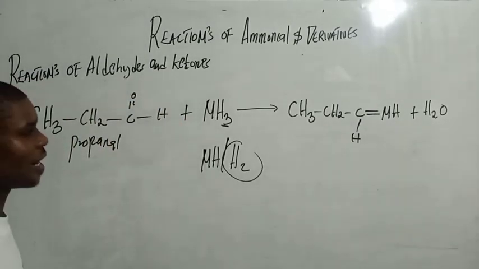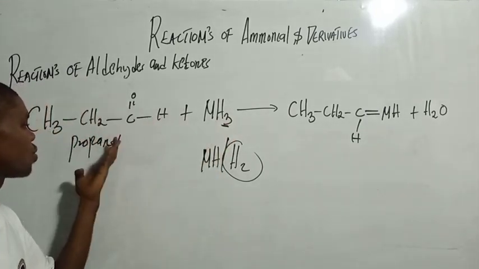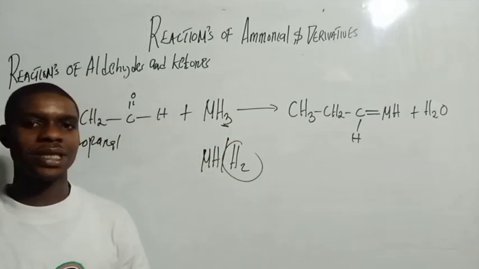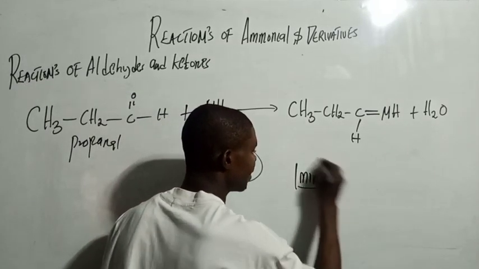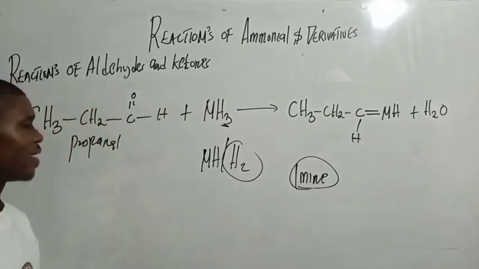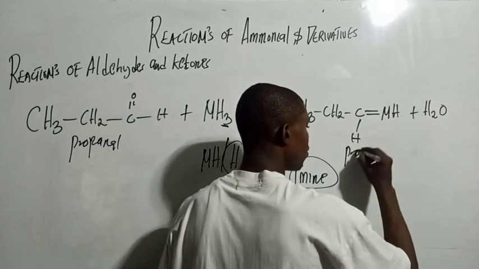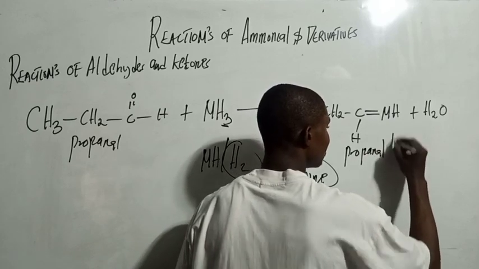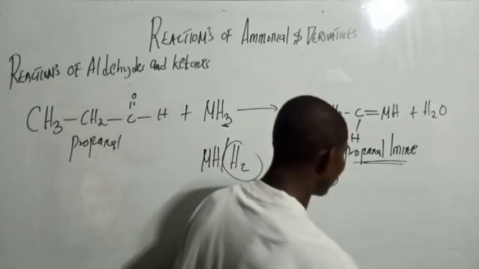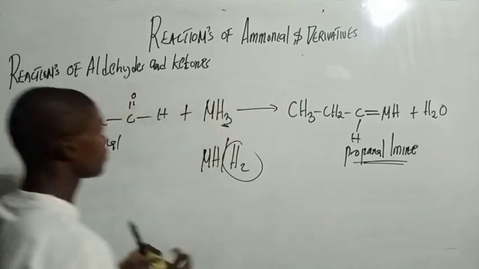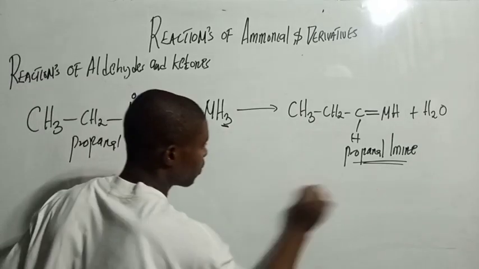What will be the product of the reaction? Remember, when ammonia reacts with either an aldehyde or a ketone, the product is always an imine. So here it's going to be propanimine. That is the product. Do you understand?